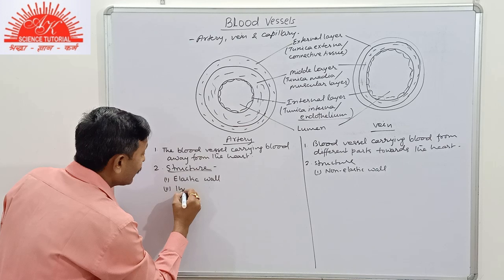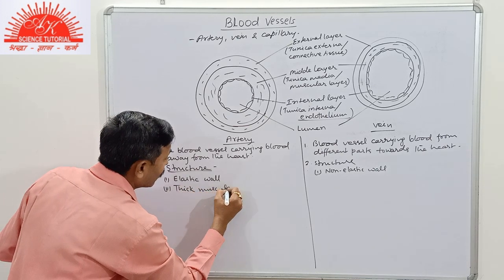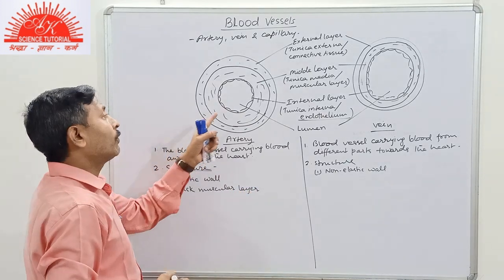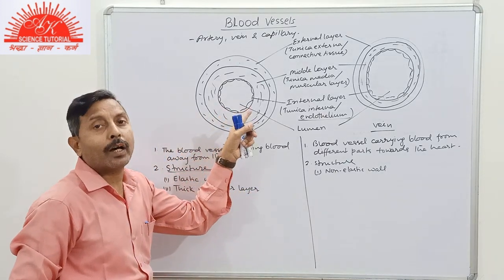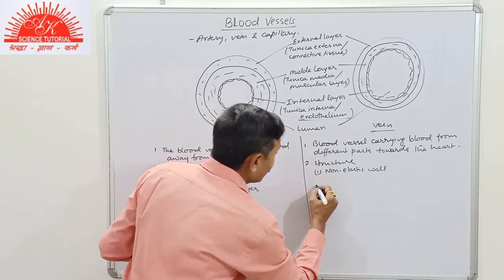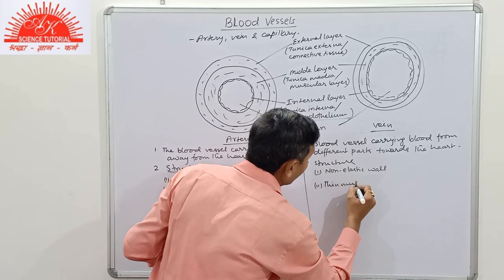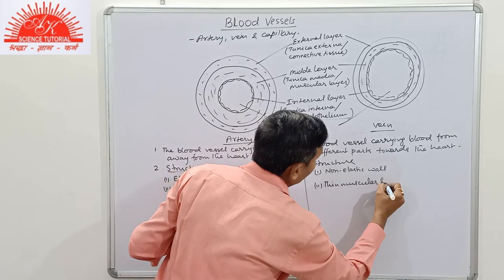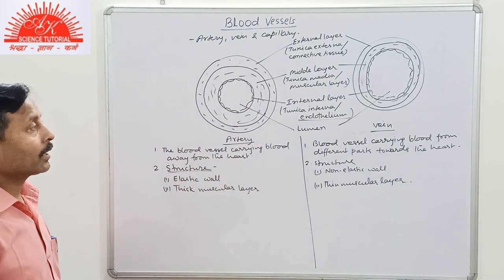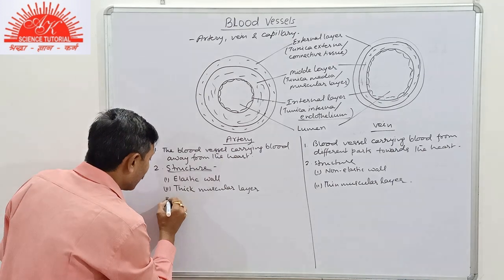Second, a thick muscular layer. Since blood flows under high pressure in it, its wall has a thick muscular layer, and here a thin muscular layer. We see that there is very little pressure inside the veins, so the muscular layer is thin.